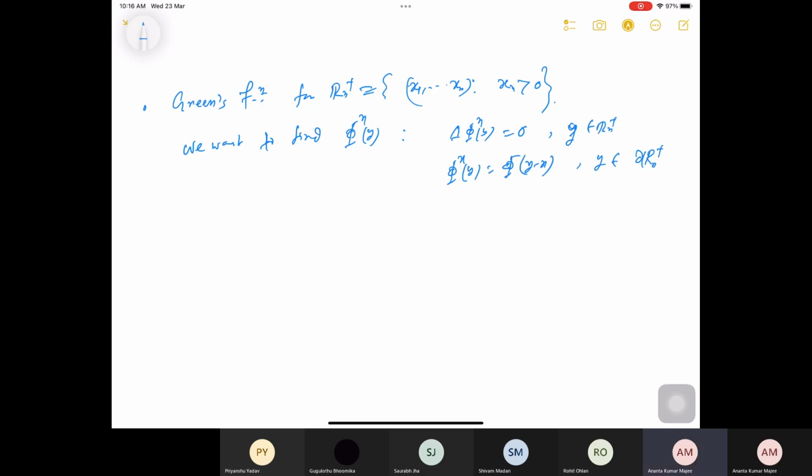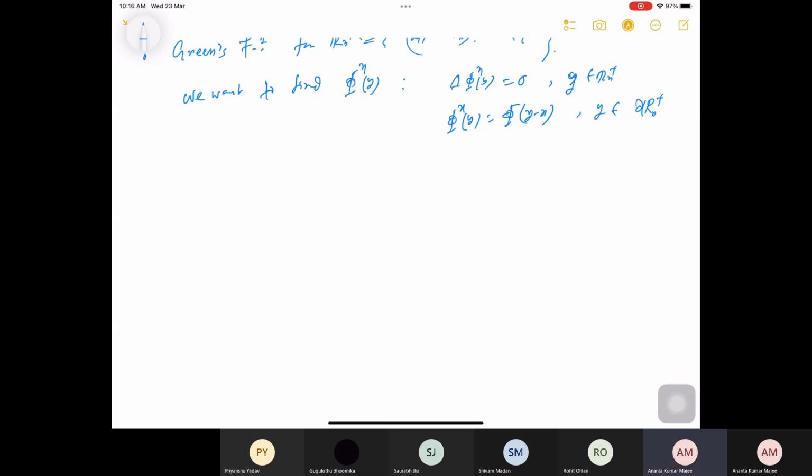For that, we first consider the reflection. Now x is fixed in R^n_+, and I consider its reflection x bar through the boundary, which is (x1, x2, up to x_{n-1}, minus xn). You see that this x bar is not in my R^n_+; it is on the other side, outside of the domain.